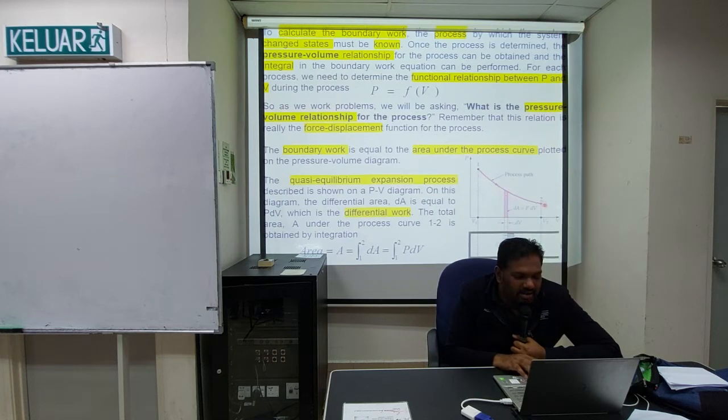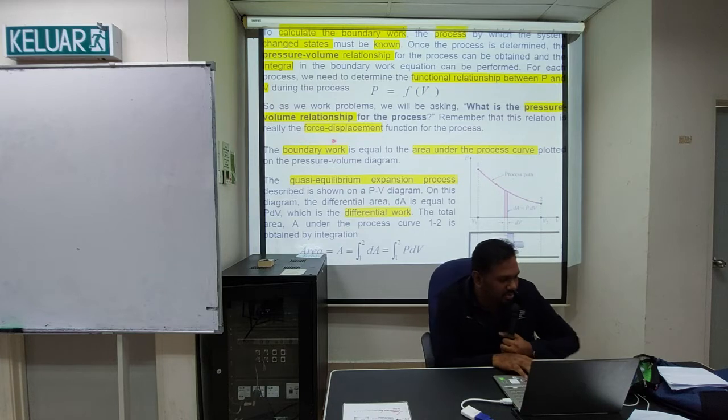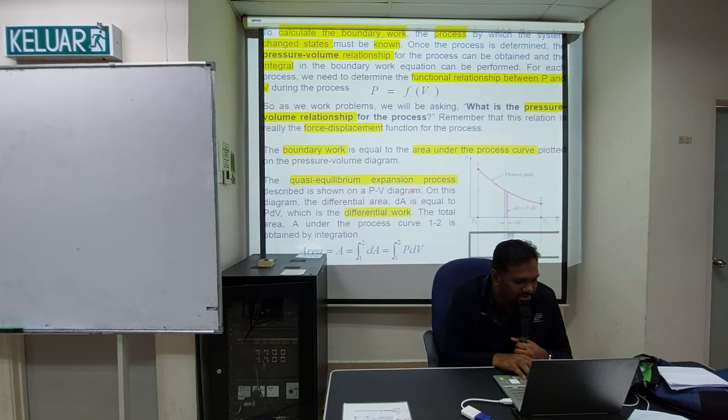So the area under the curve, so the boundary work is equal to the area under the process curve plotted on the pressure volume diagram. So you have the pressure volume diagram, and you go from state 1 to state 2, and there's a boundary work done here, and the area under this curve we call a boundary work. Okay, so the quasi equilibrium expansion process described is shown in the PV diagram. Yang ni adalah quasi equilibrium, sebab itu kita boleh calculate. We can calculate because it's moving slowly and we can see the differences.